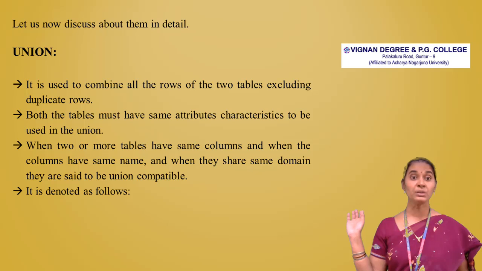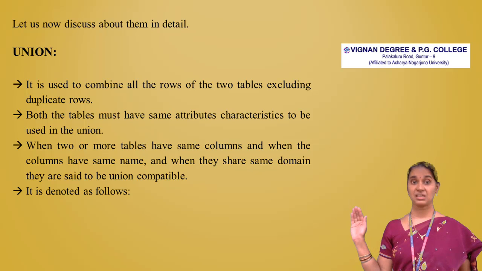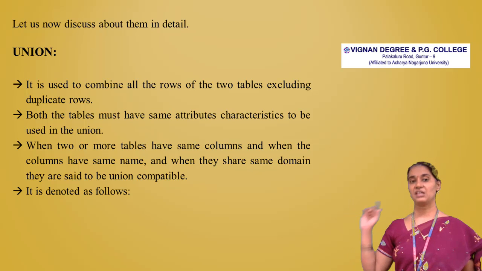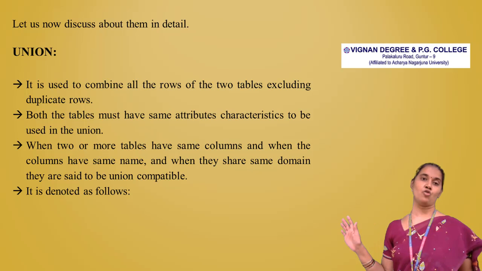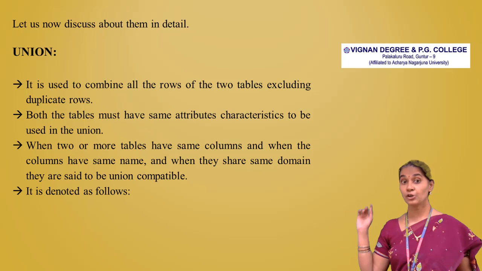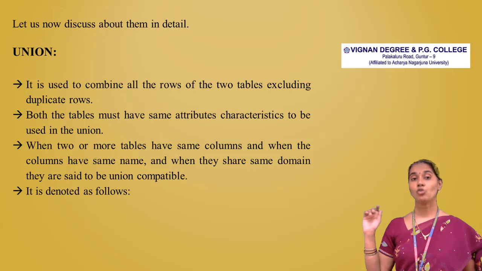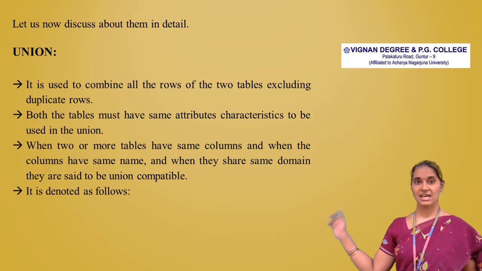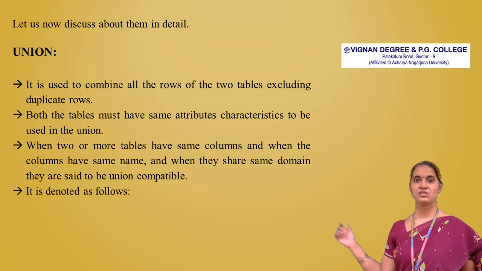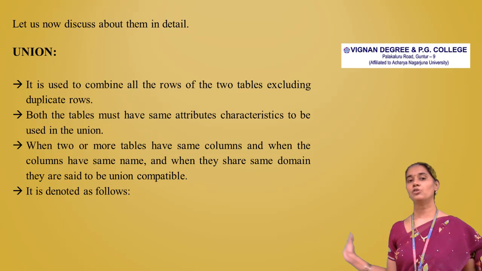But one thing to be remembered is when combining these tables, if there is any duplication, that duplication is being avoided. Excluding the duplication, it will maintain only uniqueness in the table. For example, both the tables have same attribute characteristics to be used. One important point to be remembered is that both the tables must contain same attributes in order to combine them.